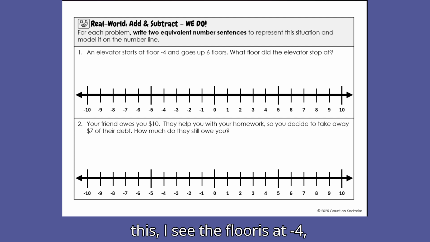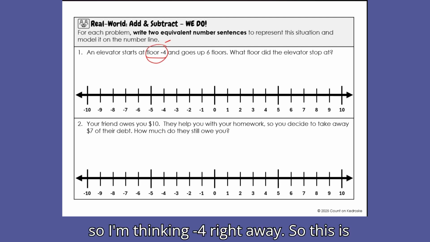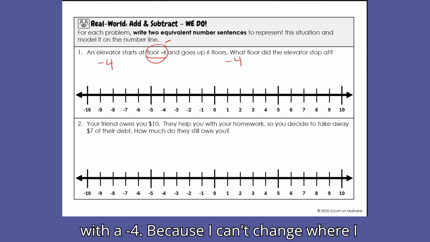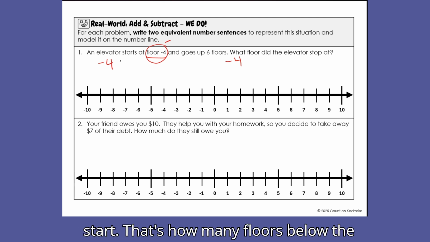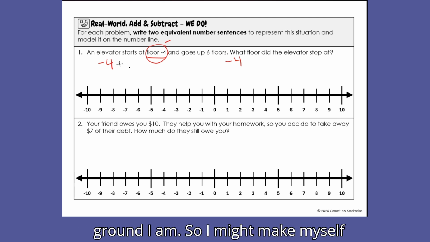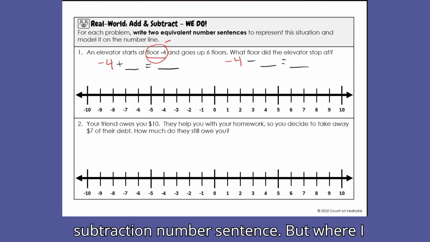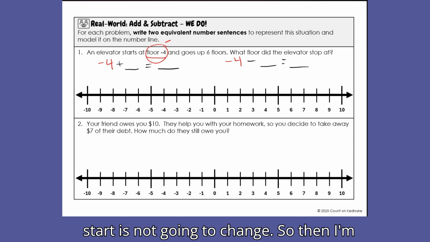So when I read this, I see the floor is at -4. So I'm thinking -4 right away. So this is where I'm starting. So I'm going to start with a -4 because I can't change where I start. That's how many floors below the ground I am. So I might make myself kind of a little fill in the blank to remind me I need an addition and a subtraction number sentence, but where I start is not going to change.